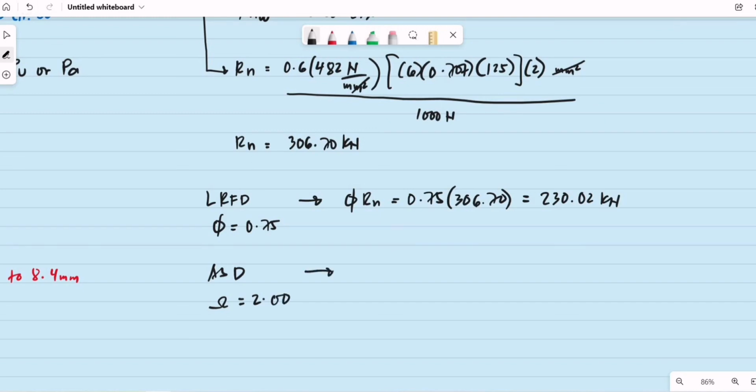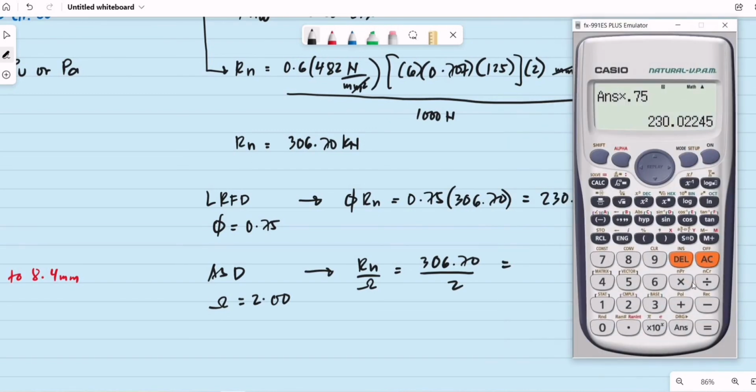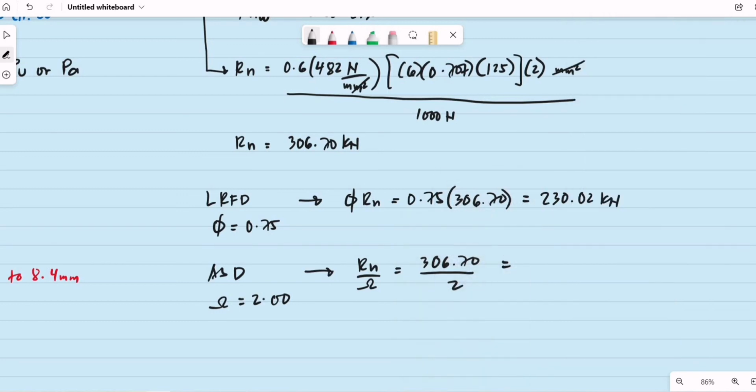When it comes to the ASD method, we have a factor of safety equal to 2.00. For the allowable strength, this is R sub n divided by omega. Our R sub n is equal to 306.70 kilonewtons to be divided by 2. The allowable strength is now equal to 306.7 divided by 2, which is 153.35 kilonewtons. So this will be our answer.